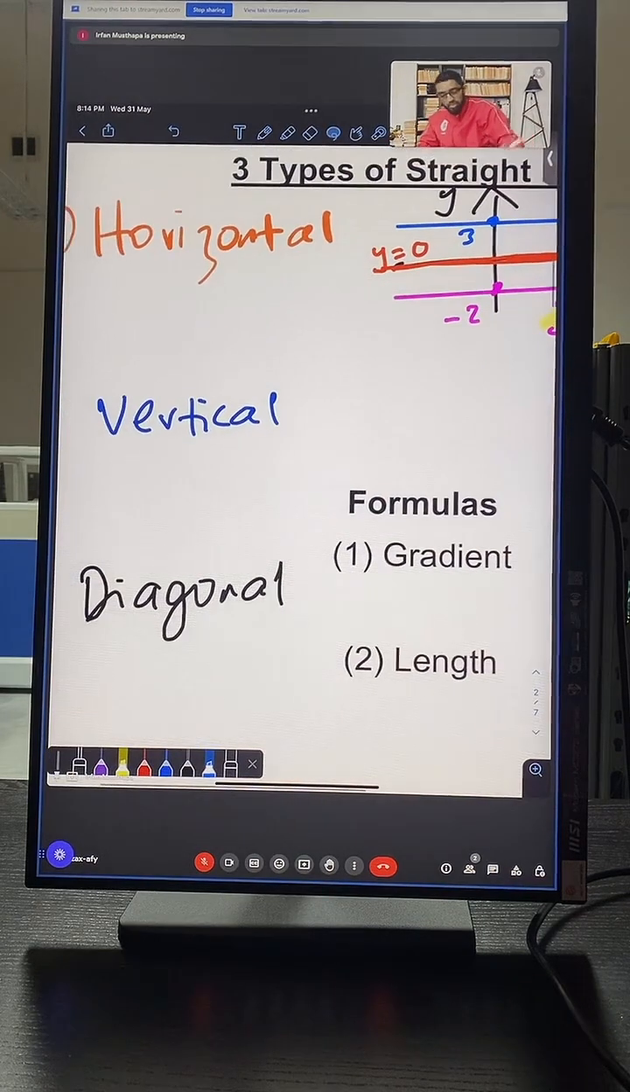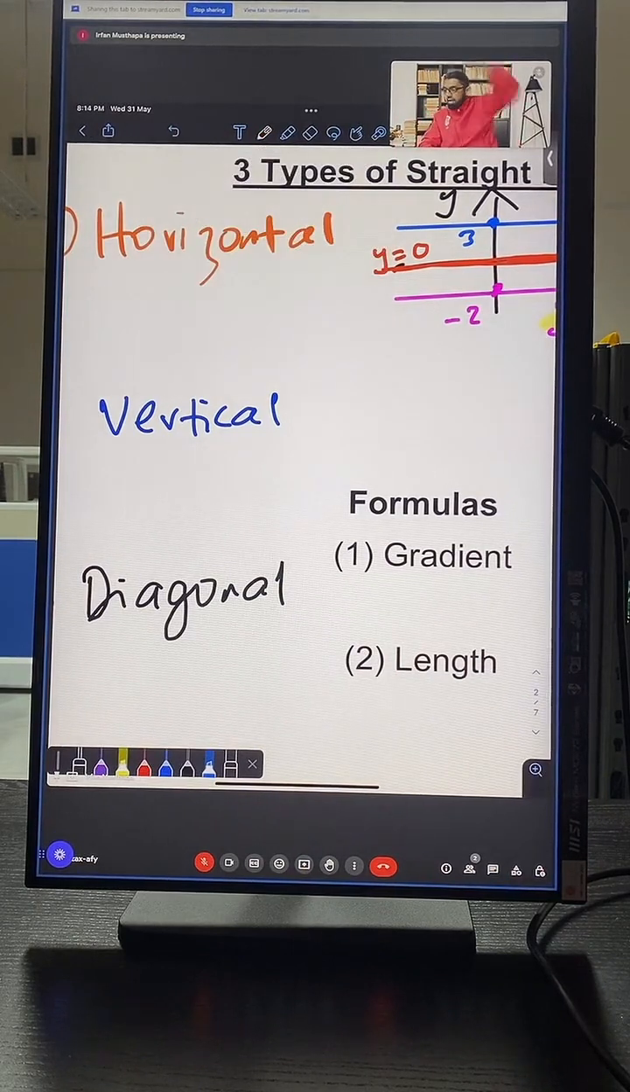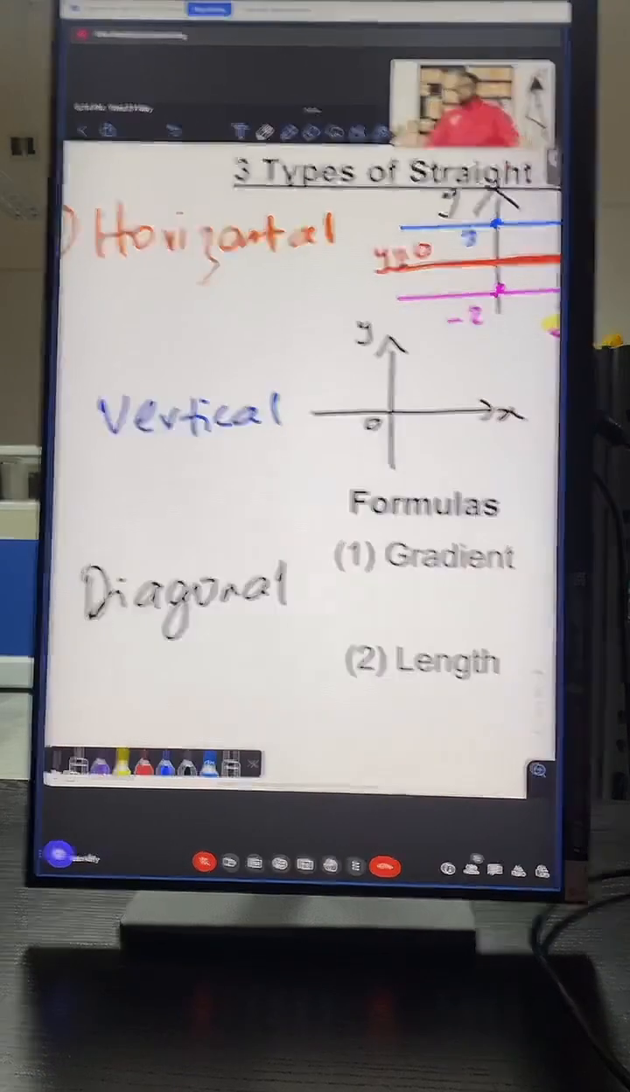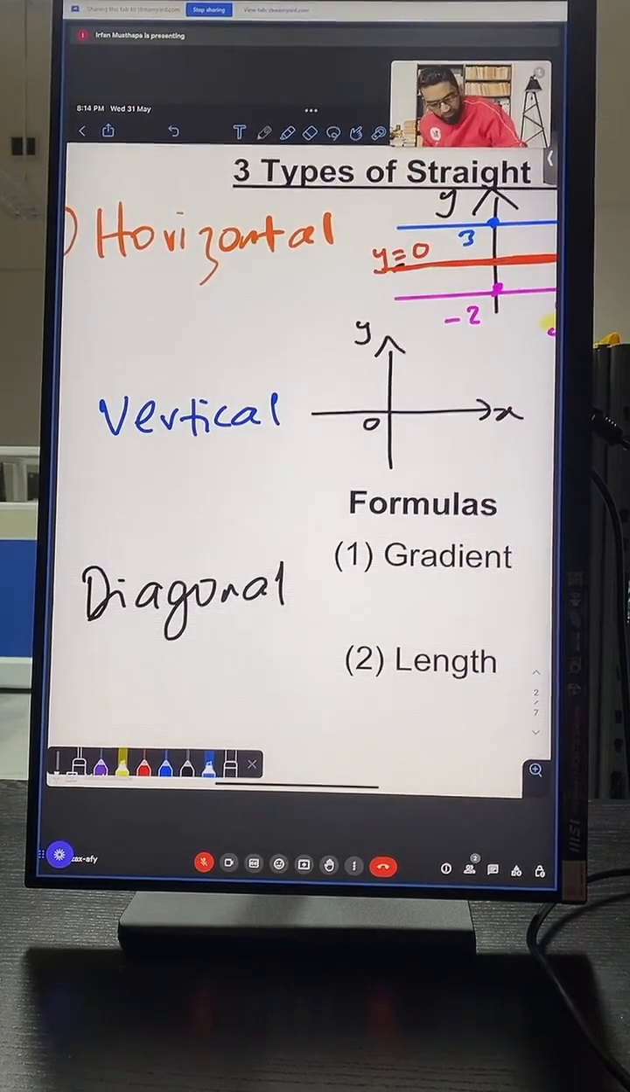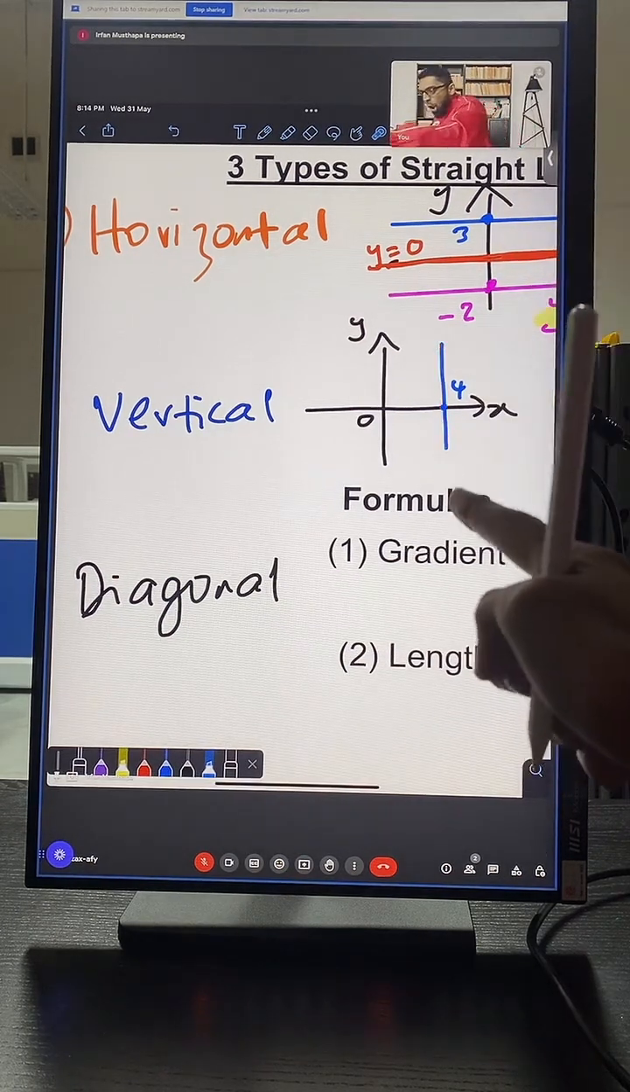Let's say you are dealing with a vertical line. A vertical line goes from top to bottom. It goes like this, x and y, and the 0 is there. Let's say for example over here you have a line at 4. Then some of you are like, coach, isn't this the y-axis? Not true. I'm asking you for the equation of the line. What is the value of x all the way here, guys?